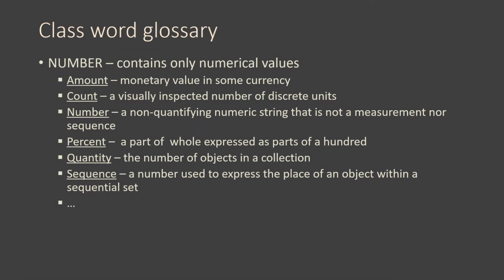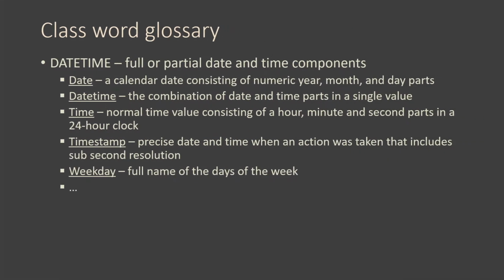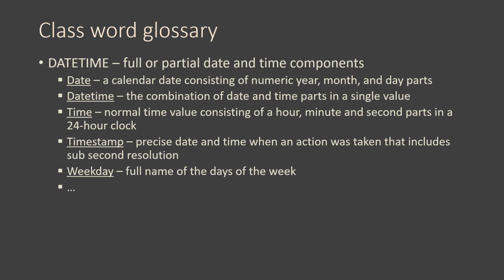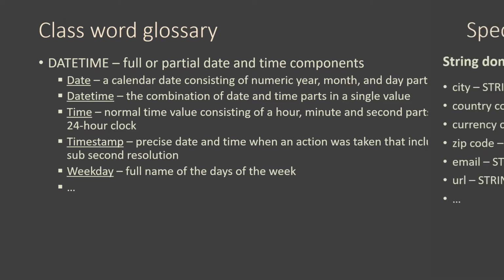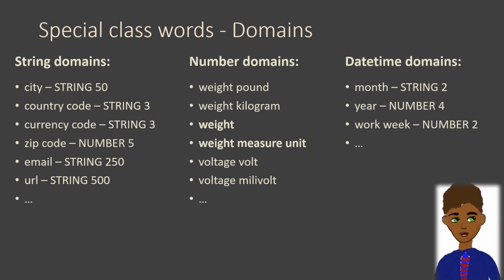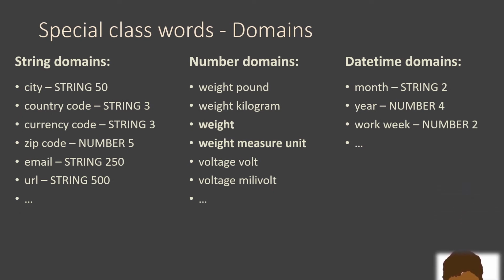For class words under the numbered general data type, we have amount, count, number, percent, quantity, and sequence. And here are some of our date-time class words: date, date-time, time, timestamp, and weekday. Oh, and let's not forget about our domains. These are the special class words that can be used as a complete attribute name.